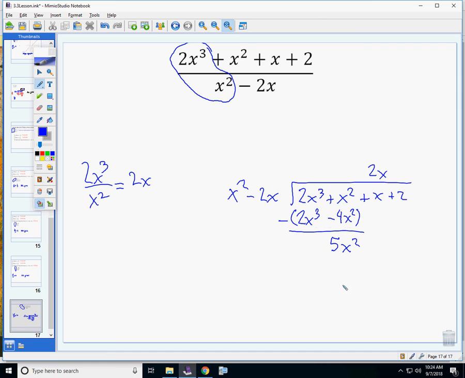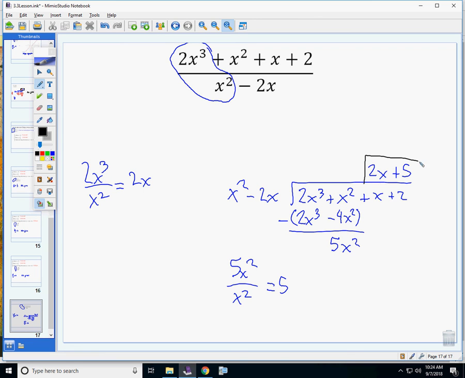5x squared. Now don't just write this number, because sometimes you're not dividing just by x squared, it might be dividing by 3x squared. So we still got to divide the 5x squared over the x squared, which in this case is just 5, but it won't always just be this number depending on what you're dividing by here also.